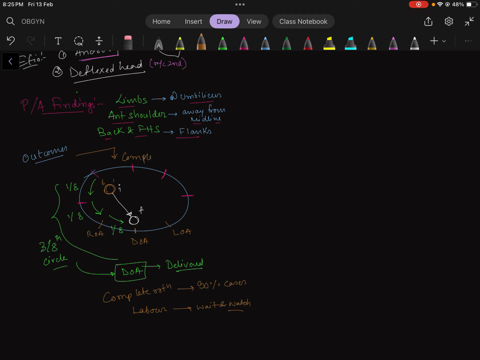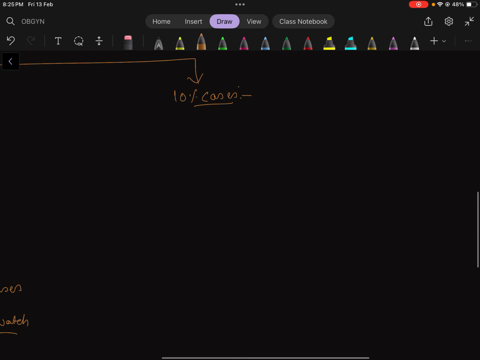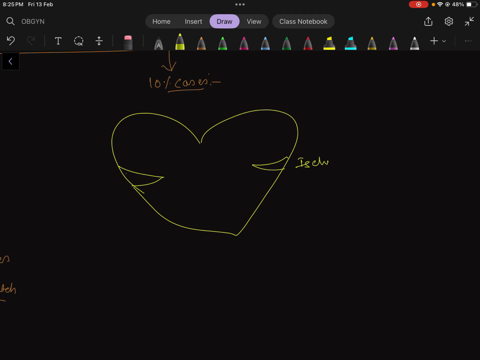So in outcomes, first we have complete rotation, which happens in almost 90% cases in which the baby is developed. In the rest 10% of the cases, a very interesting finding happens. Say the occipito-posterior position was due to an android pelvis like this, and we have ischial spines here. This will be DOA, this will be ROA, this will be ROT, and of course here it will be ROP, it will be DOP.